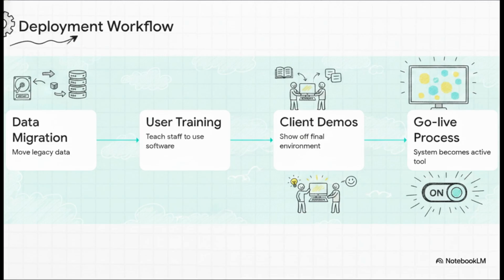Let's think back to that hospital example for a second. First, you have data migration, which means carefully moving decades of highly sensitive legacy patient records into the new system. Second is user training, literally teaching the nursing staff how to use it. Third, client demonstrations, proving it actually works in a live environment. And only then do we hit that final go-live process, where the new system officially takes the reins.